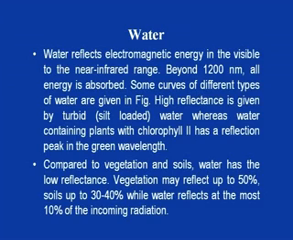It is found that there is high reflectance given by turbid, that is silt loaded water, whereas water containing plants with chlorophyll has a reflection peak in the green wavelength. Compared to vegetation and soil, water has low reflectance. Vegetation may reflect up to 50%, soil up to 30 to 40%, while water reflects at the most 10% of the incoming radiation.